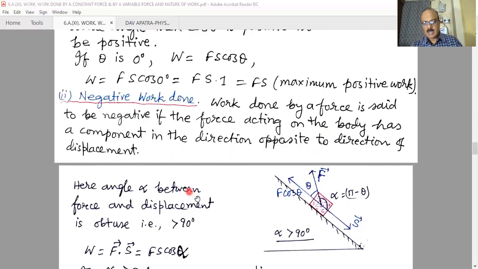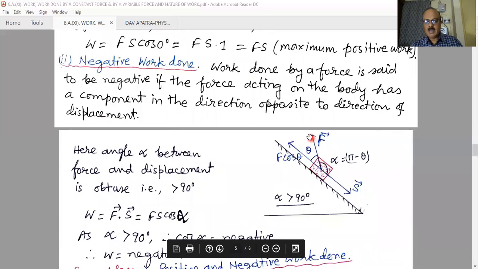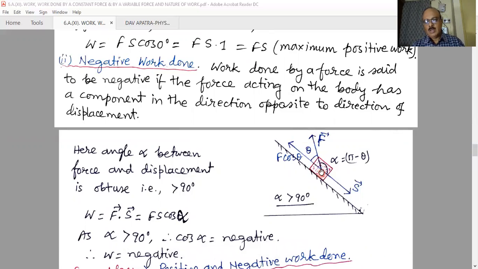Let us suppose one example. An object is sliding down this inclined plane, but a force F is applied to check or slow down the speed of the object moving along the inclined plane. Now this F is the applied force, but the displacement takes place in this way. The angle between the displacement and the applied force, this angle alpha, is an obtuse angle. When we take F dot S vector, that is Fs cos alpha, here alpha is an obtuse angle greater than 90 degrees, and obviously cos of an angle greater than 90 degrees will be negative. Mathematically, it will be negative.